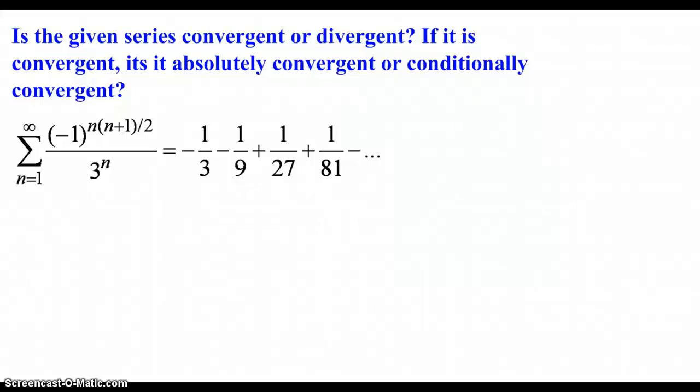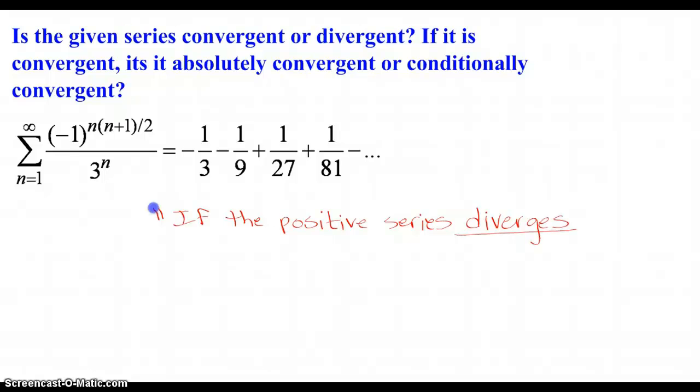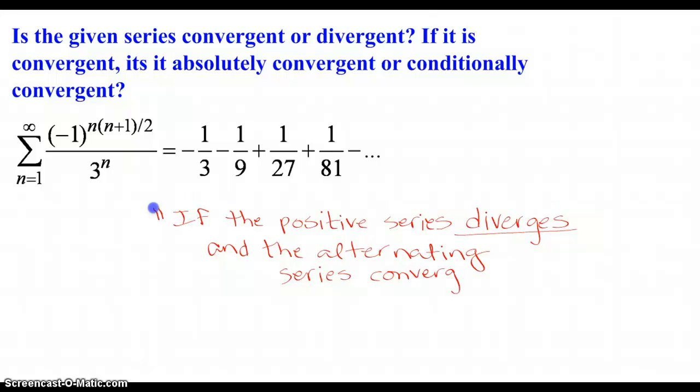We're going to take a few minutes here and make sure that what's in your notes is correct. So for conditional convergence, if the positive series, check your notes, make sure this is what you have written, diverges, and the alternating series converges. Remember, our alternating series has to have convergence anyway to be able to talk about absolute or conditional.